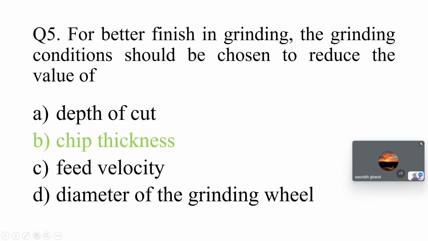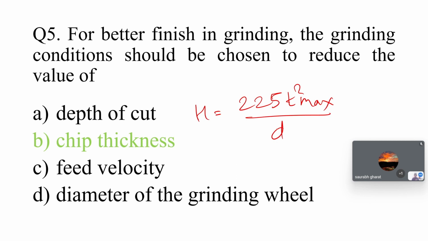So for better surface finish in grinding, the grinding condition should be used to reduce the value of chip thickness, because you already know the formula for that. What is your H? H is equal to 2.225 T square max by D. So for better surface finish, you reduce the value of chip thickness, because it is part of the square term.